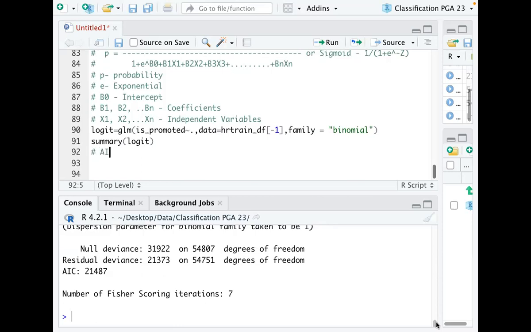The first one we have to check is AIC, Akaike's information criterion. There is no fixed value for this metric, but the lower the value, the better.